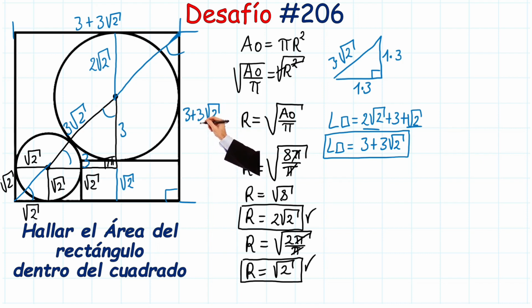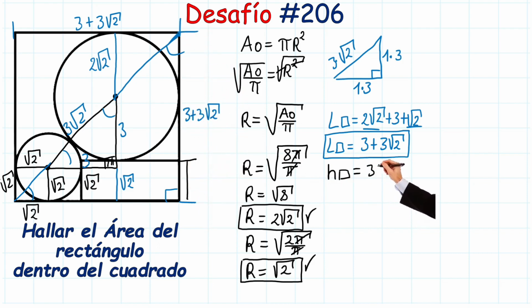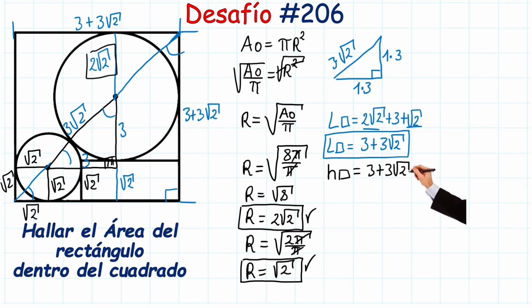Fantastic. So now we can determine the height of the rectangle. How do we do it? Let's go for it. The rectangle's height will be equal to all this part here, which measures 3 plus 3 times the square root of 2. Now what are we going to subtract? We're going to subtract this distance here, which is the same as the diameter of the circle. The diameter is not adding this with the 3, because this 3 spans a distance from here down to here.